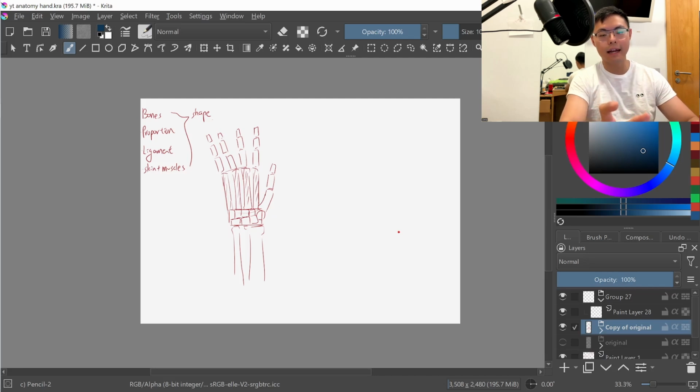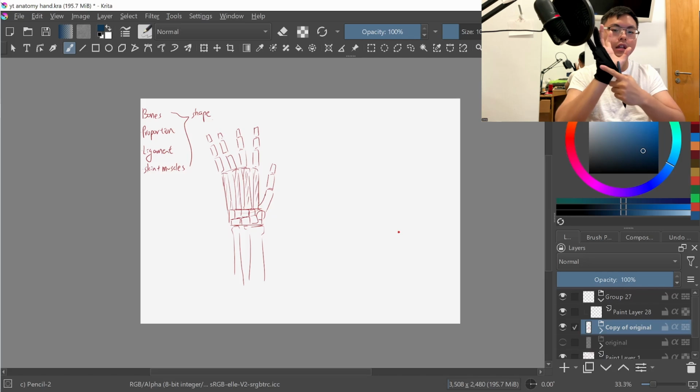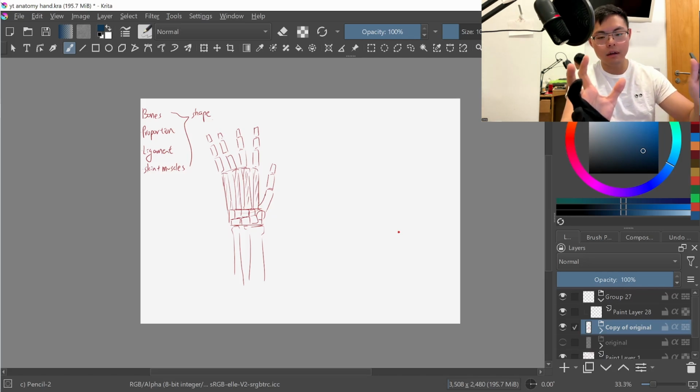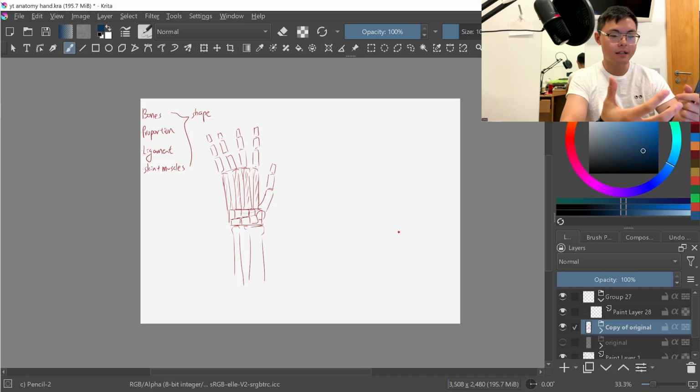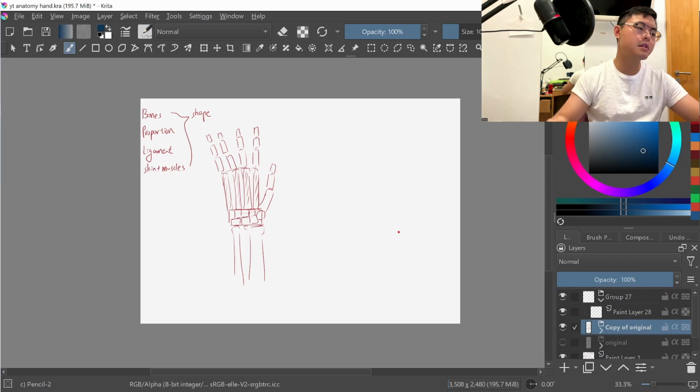When it comes to hand anatomy, the muscles are very tiny and they don't really give the main structure of the hands that much. It's mainly the bones, the tendons, and a bit of muscles, and all of them combined together give the shape of the hand, this sophisticated structure. So we'll go through them one by one, starting from the bones.